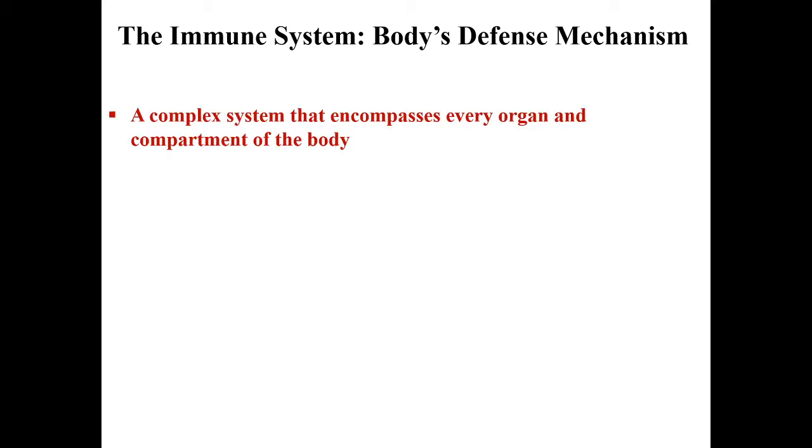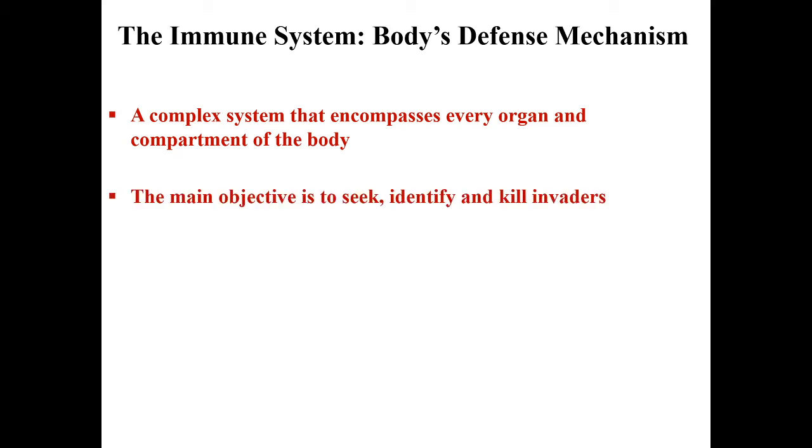Okay, let me discuss our immune system, the body's defense mechanism. Our immune system is a complex system that encompasses every organ and compartment of the body. This is absolutely required because we cannot ignore some of our body parts. We have to protect each and every organ and compartment in our body. We cannot just ignore our kidney or liver, right? So as a result, the immune system should be everywhere, and that should protect us.